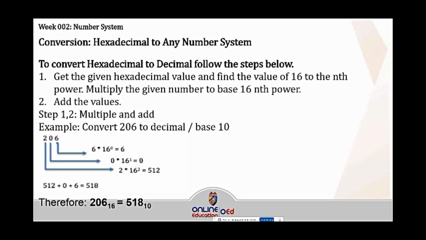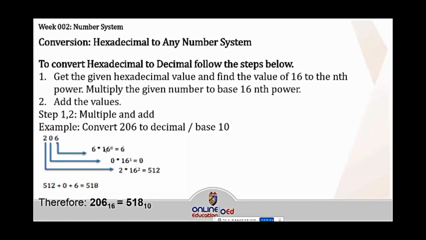We are to convert hexadecimal to decimal. If you are to convert to decimal, you always multiply by the base, since we multiply it by 16. Get the given hexadecimal value of 16 to the n power. Multiply the given number to base 16 to the n power, then add the values. Now let's convert it into decimal, which is base 10. Write down the 6, the 0, and the 2. After that, multiply by 16, and increment the power starting from 0, 1, and 2, until the nth power, depending on the number of digits.